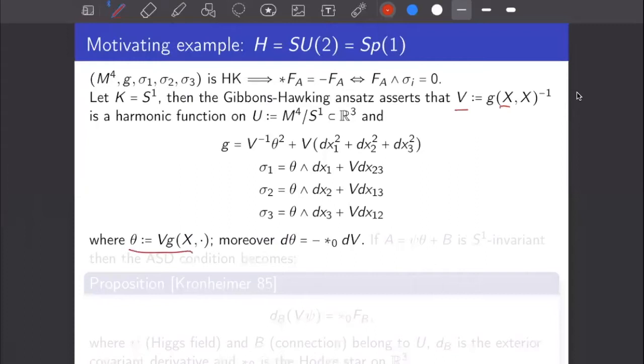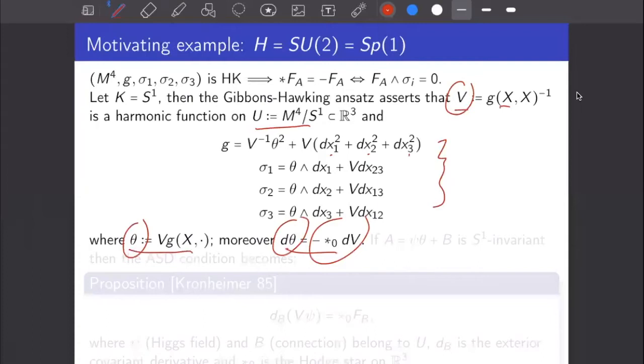The function V is S1 invariant, so it will descend to the quotient space, which I'm denoting by U. It's essentially just R3. Using the hyperkähler moment map, we can define coordinates x1, x2, and x3 on the quotient space. The whole hyperkähler data can now be expressed by the following expression. Now, this function V and the connection form are related by the following relation. So if we differentiate the left-hand side, the right-hand side has to vanish as well. This means that the function V has to be harmonic.